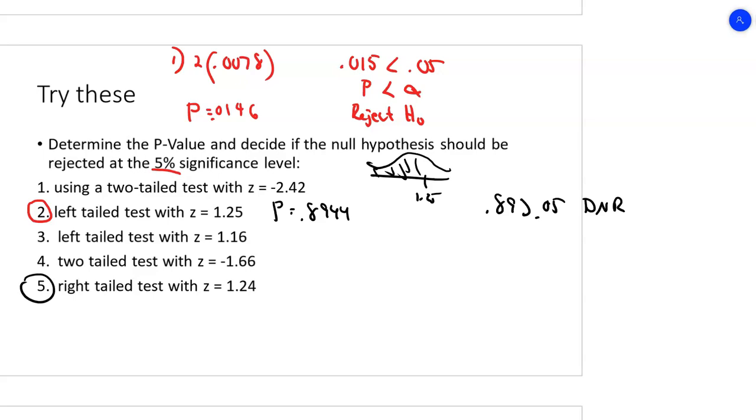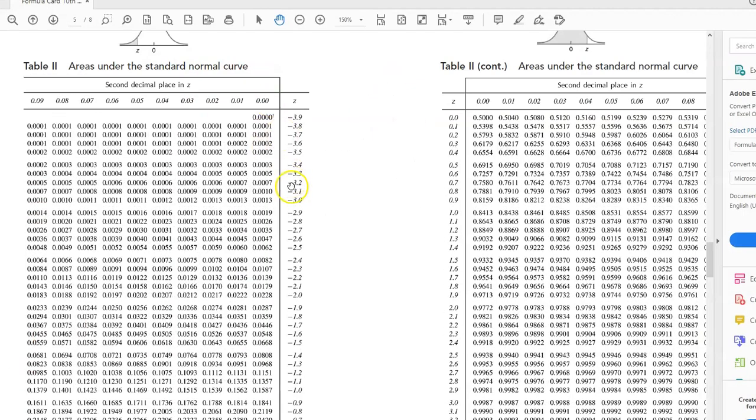All right, try one more. How about a right-tailed test with z equals 1.24? So it's right-tailed, and that z is already above the mean. The question is just far enough or not. Okay. So if I want a right-tailed test with z equals 1.24, I'm going to take my little shortcut, and I'm going to go down here to negative 1.24. And I'm going to look for the area down here, which is the same as the area over there. All right, so negative 1.24, 0.1075.